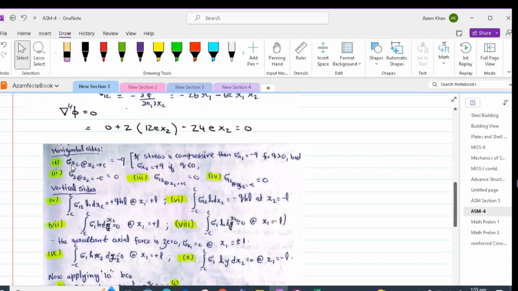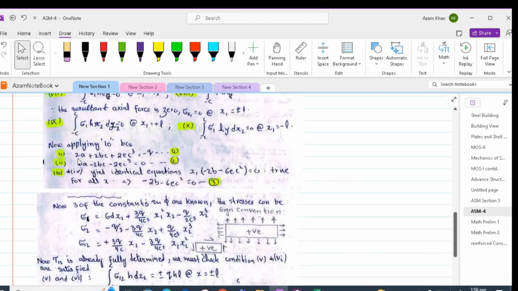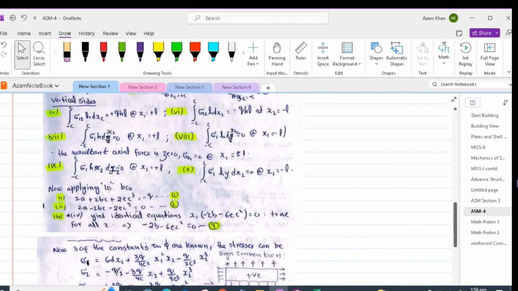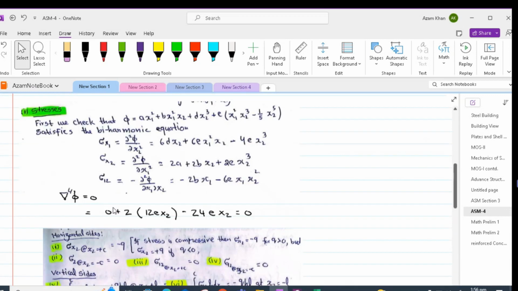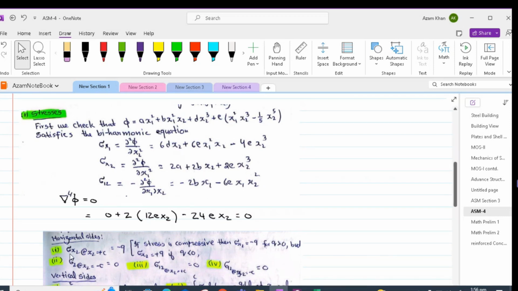Now we can put values in our equation Roman 1 and Roman 2. We will get two equations as 2a plus 2bc plus 2ec cube is equal to minus q, and 2a minus 2bc minus 2ec cube is equal to 0. These equations are obtained by plugging in the boundary conditions: sigma 2 at x2 equal to plus c is equal to minus q, and sigma 2 at x2 equal to minus c equal to 0.